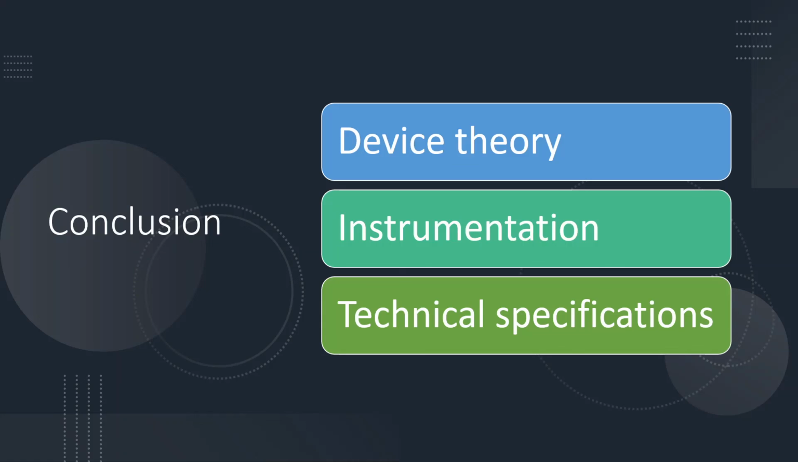In conclusion, we talked about the device theory for the cryosurgical unit. We said that it is either a direct or indirect system. For the instrumentation, we talked about the cryoprobe, the pressure gauge, the trigger, and more. And for the technical specifications, we showed the specifications for the product CR4000 from the company Mira.